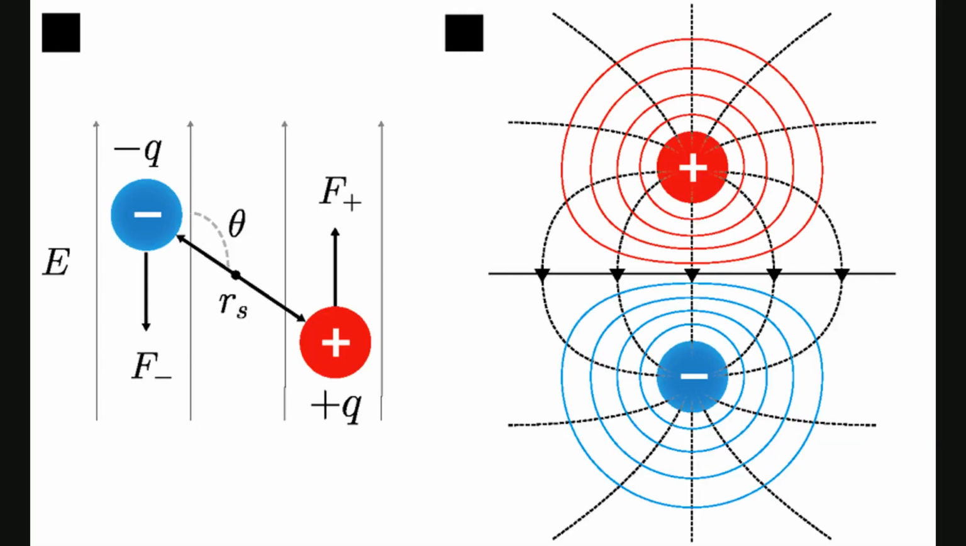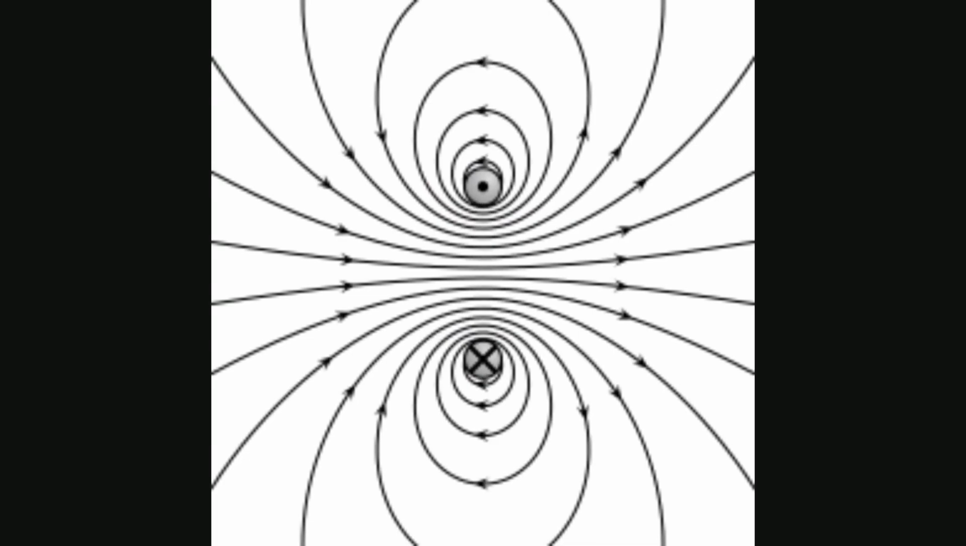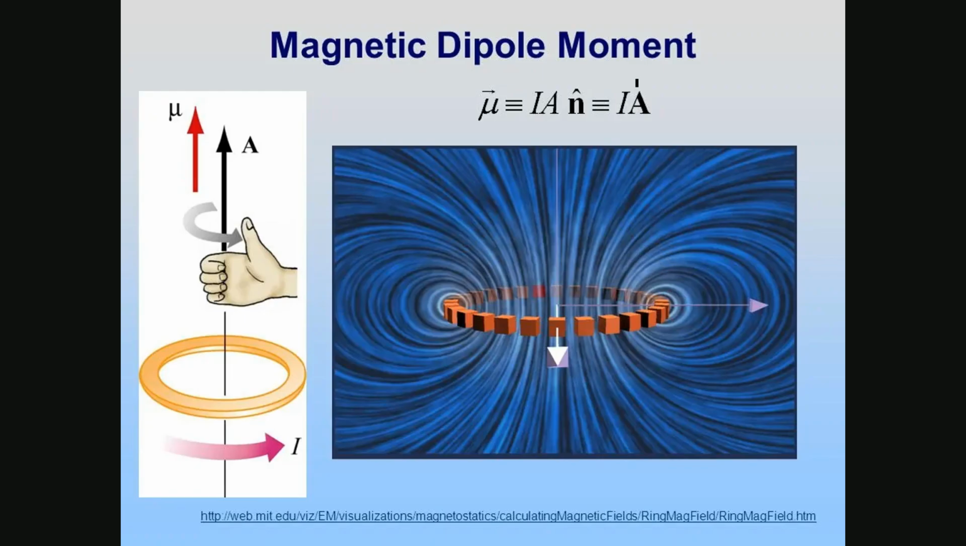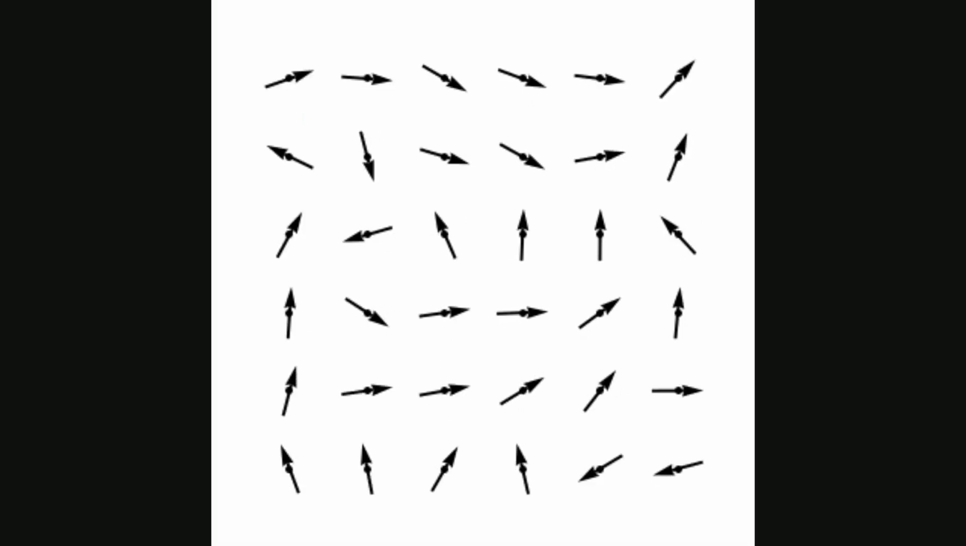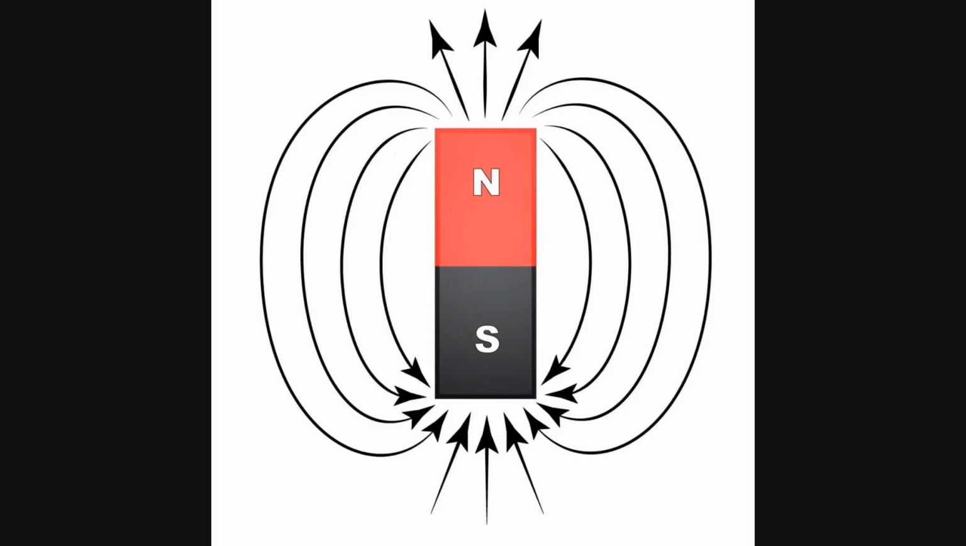A combination of two electric charges with equal magnitude and opposite sign, separated by a fixed distance, is called a dipole. Magnetic dipoles also exist, and they can create magnetic fields. Magnetic fields point away from north and towards the south.